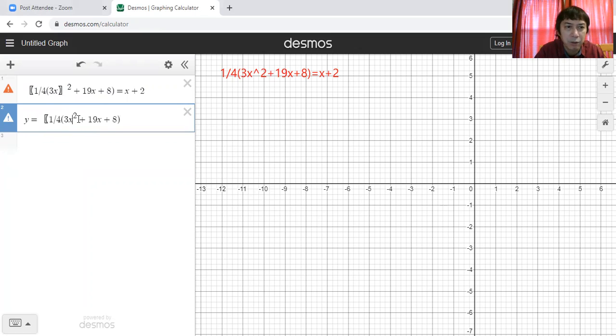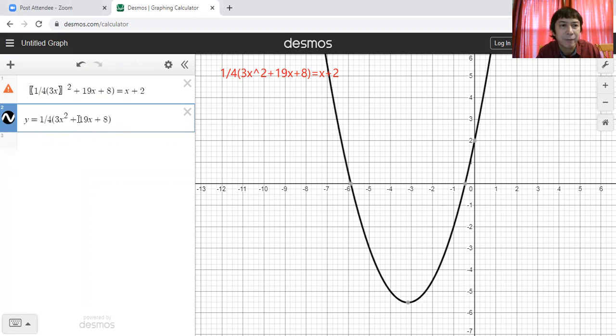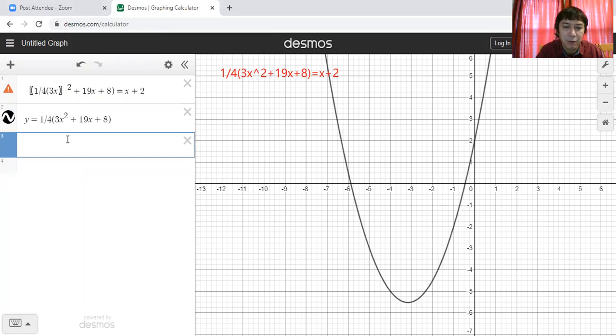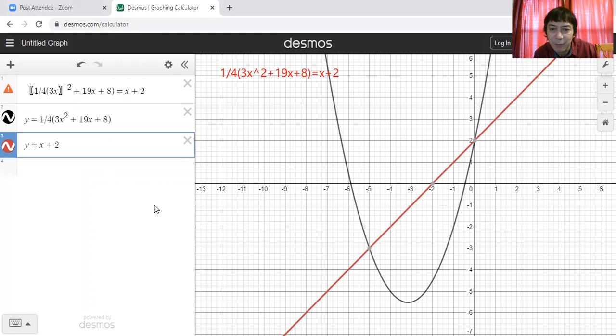And here is the graph for the left side. Now the right side. Y is equal to x plus 2. Okay, we can now locate the 2 points for the answers. One intersection point here, another intersection point there. It's at -5, -3, and the other point at 0, 2.